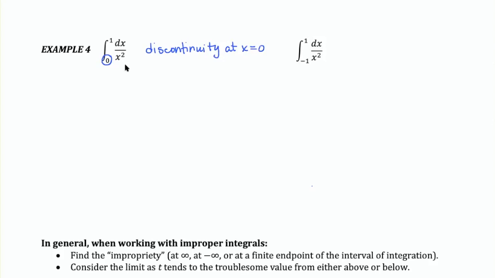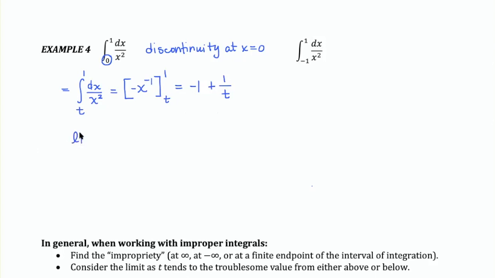So when you have a discontinuity, you're going to approach it the same way. You're going to replace that problematic value with t, take the antiderivative, and we've already evaluated this integral, so I'm skipping through a couple of steps here. You're going to get negative 1 plus 1 over t.